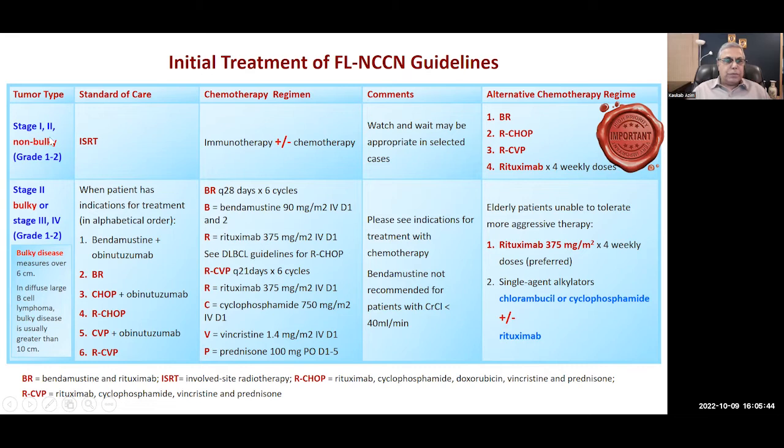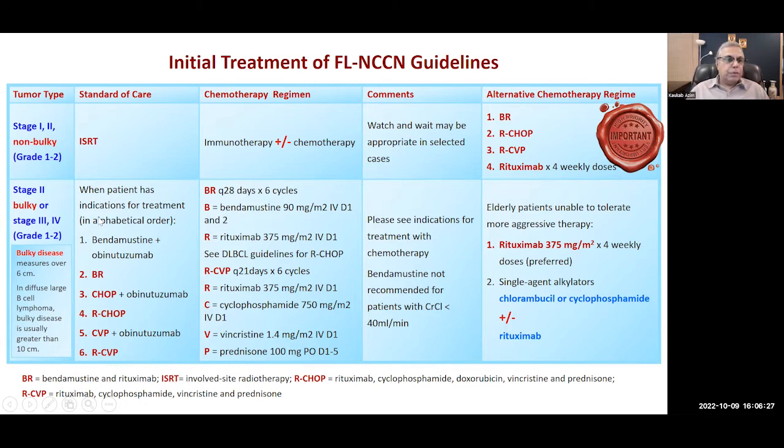Right, so for stage 1 and 2 non-bulky, we have got involved site radiotherapy, which we have seen will sort of produce a remission for 10 years. Okay, chemotherapy regimen, if you decide to give, then it could be immunotherapy with or without chemotherapy. Then watch and wait may be appropriate in certain cases, and we have got alternative therapy, which is bendamustine. I've given the details over here, rituximab, R-CHOP, and RCVP, or just rituximab into 4 weekly doses.